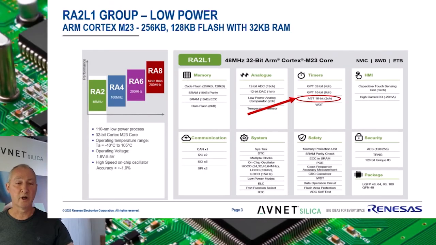In this block diagram, we can see the RA2L1 group, shown here on the right. The RA2L1 includes the ARM M23 CPU core with up to 48 MHz frequency. Operating from 1.6 to 5.5 volts, the RA2L1 is offered with flash sizes of 128 and 256 kilobytes. The RA2L1 includes many efficient and unique features. This video will focus on the AGT peripheral.